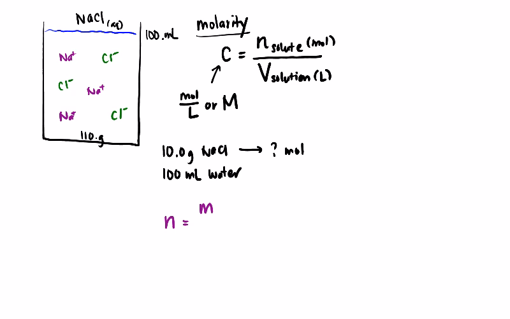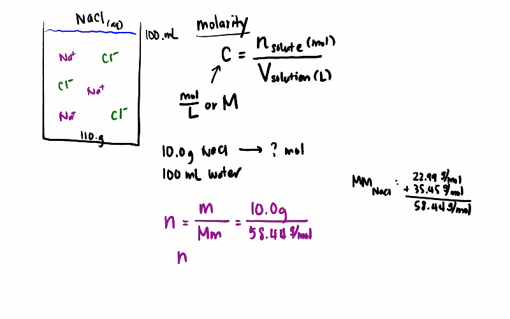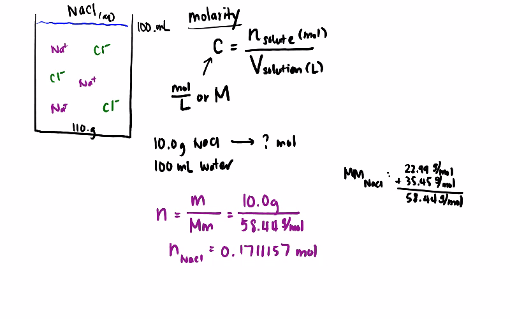When we calculate the moles of a substance, we take the mass of the substance and we divide it by the molar mass. So in this case, because we have 10 grams of salt, we are going to divide it by the molar mass of salt, which is 58.44 grams per mole. If I carry through with this calculation, I will get that I have 0.1711157 moles of sodium chloride in 10 grams of salt.